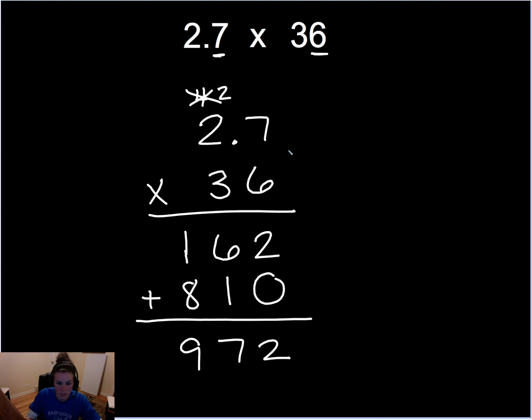Now I just need to add in the decimal point. So in this first number, 2.7, the decimal was moved 1 place. And in 36, it wasn't moved at all. So in my answer, all I need to do is move it 1 place over. So my answer is 97 and 2 tenths. That's all for multiplying decimals, guys.